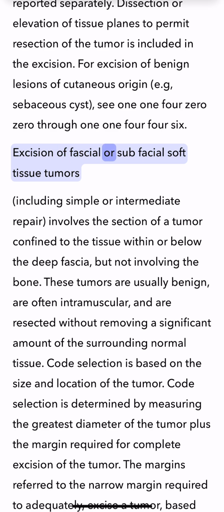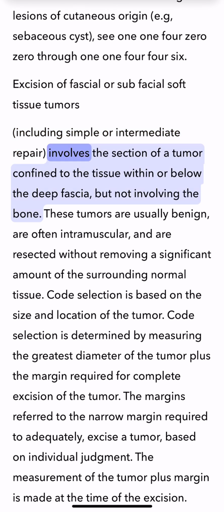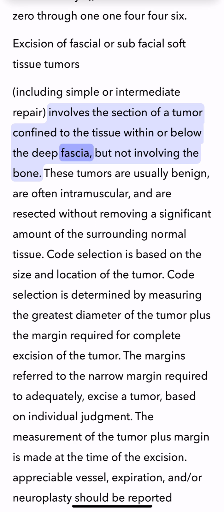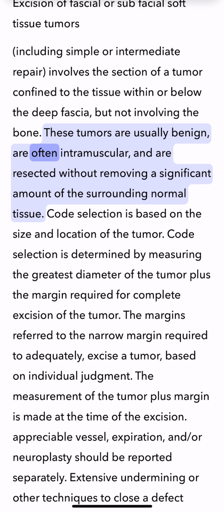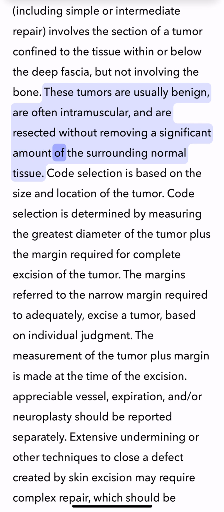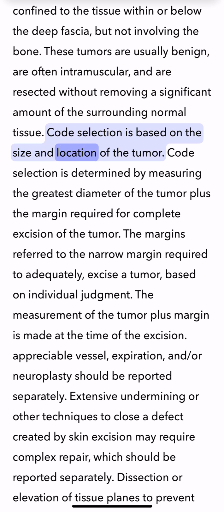Excision of fascial or subfascial soft tissue tumors, including simple or intermediate repair, involves the resection of a tumor confined to the tissue within or below the deep fascia, but not involving the bone. These tumors are usually benign, are often intramuscular, and are resected without removing a significant amount of the surrounding normal tissue. Code selection is based on the size and location of the tumor.